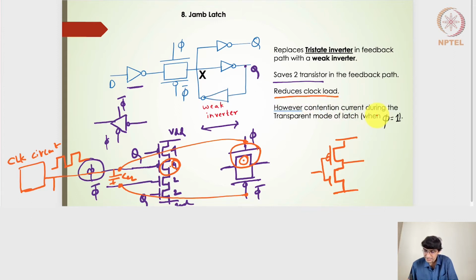However, there is a contention current during the transparent mode of the latch, right? Transparent mode of the latch is when this particular transmission gate is going to pass, and because this is a weak inverter and doesn't have any clock to control it, it is going to be operating every time. So it is going to pass an output signal every time. And this transmission gate is going to pass because my clock is high and that is the transparent mode. So there will be a signal here, there will be a signal here. So X will be in contention.